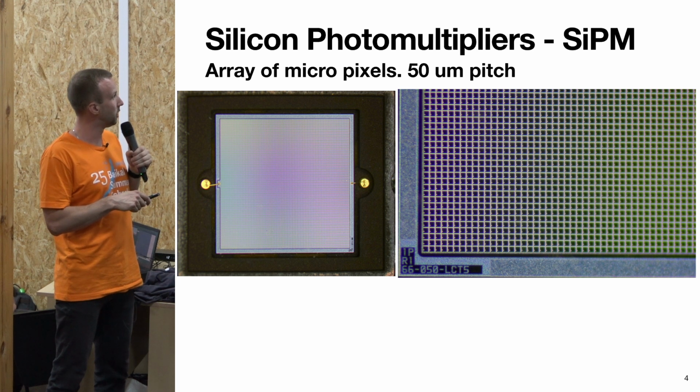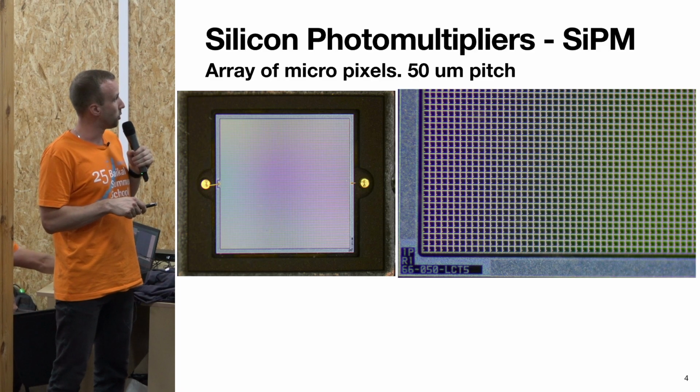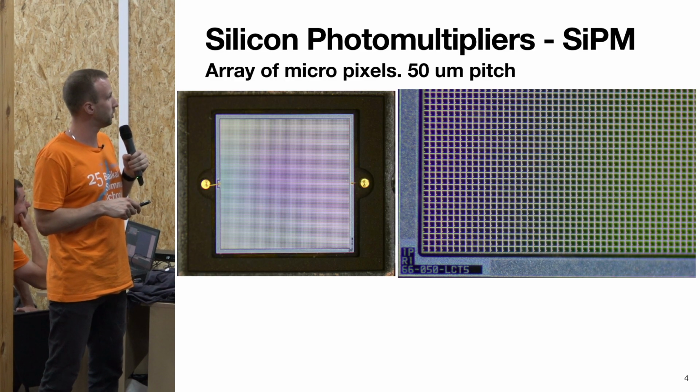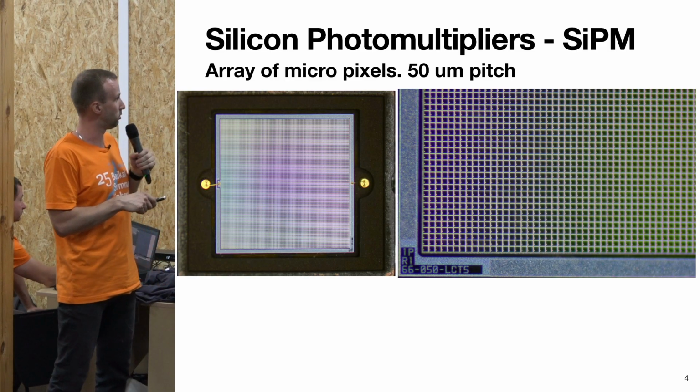Here we can see the photograph of the SiPM and the photograph of the pixels on those SiPM. So we have a surface of 6 by 6 millimeters, and in total it's 14,000 pixels on the surface.